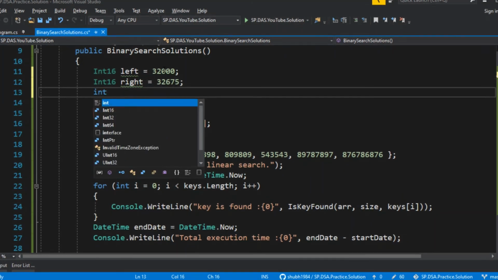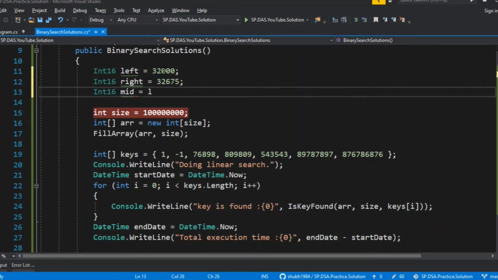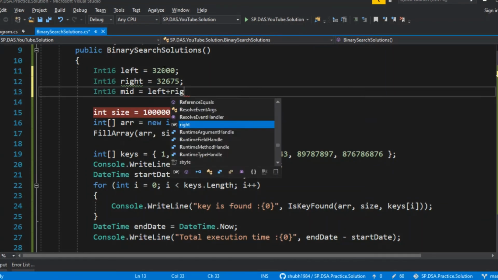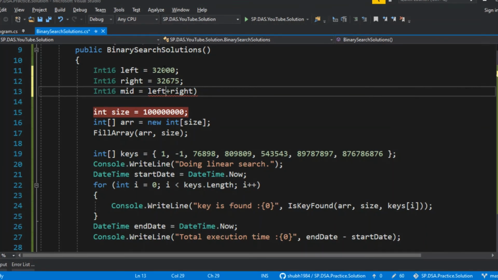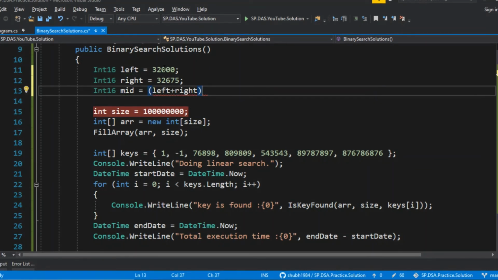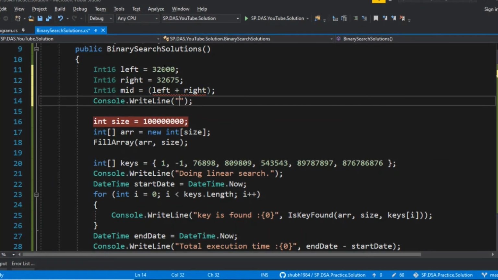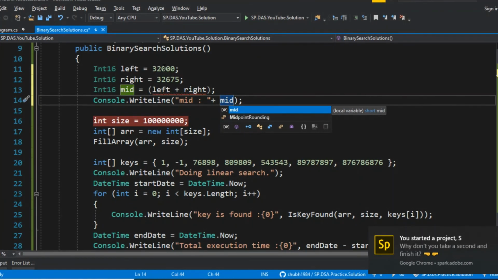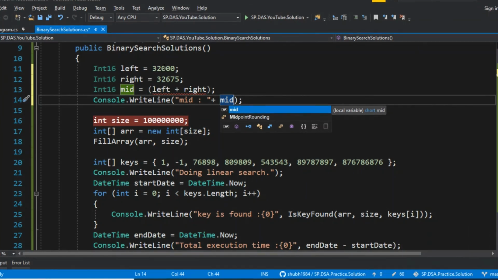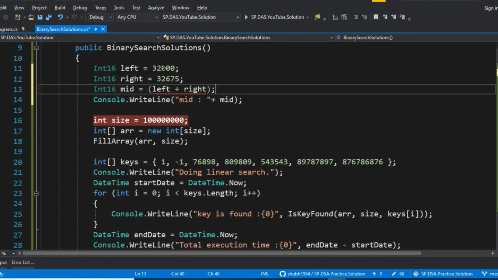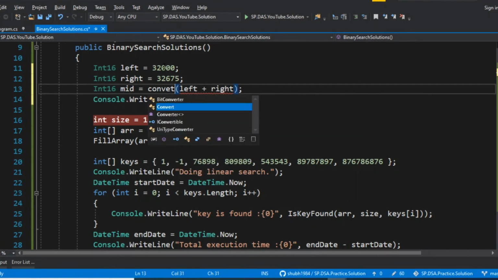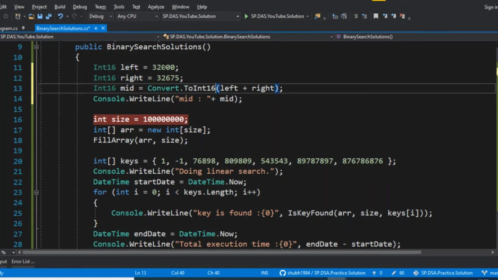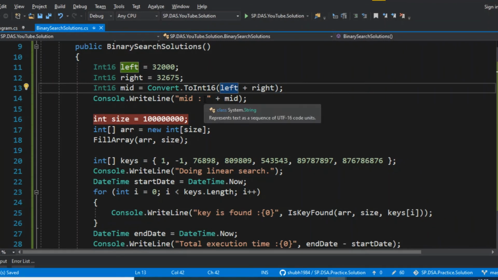When you try to add these two values to get the mid, what we generally do is left plus right. Let's see how this works. Try to print the mid in this case, and convert with typecasting. Sorry, Convert.ToInt16. Now see how the overflow exception looks like.